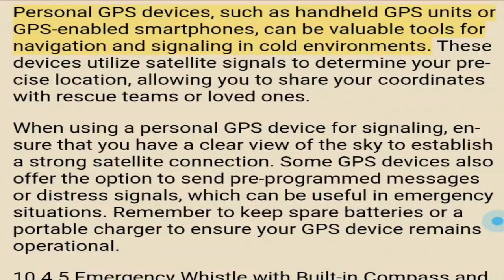10.4.4 Personal GPS Devices. Personal GPS devices, such as handheld GPS units or GPS-enabled smartphones, can be valuable tools for navigation and signaling in cold environments. These devices utilize satellite signals to determine your precise location, allowing you to share your coordinates with rescue teams or loved ones. When using a personal GPS device for signaling, ensure that you have a clear view of the sky to establish a strong satellite connection.